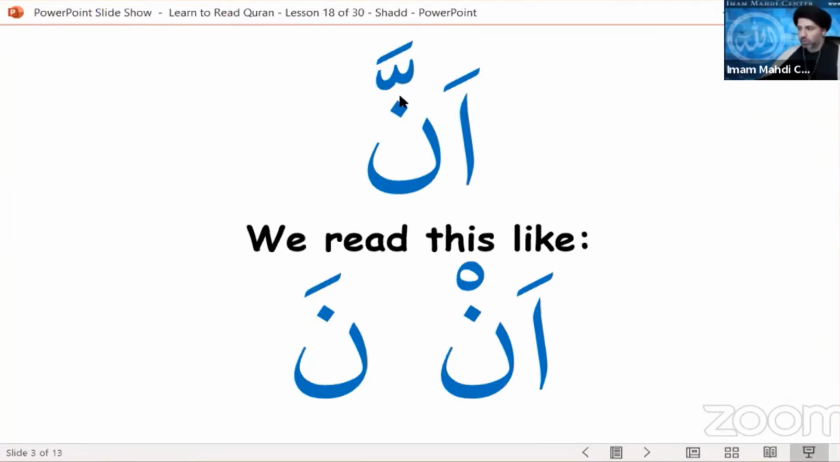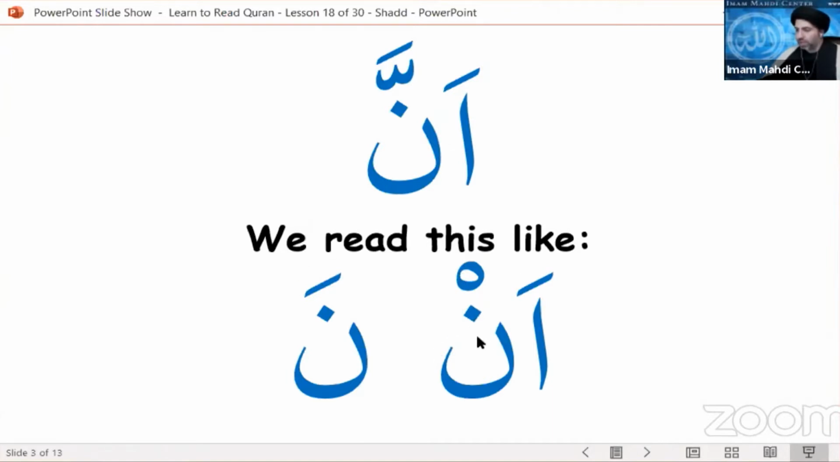The first job that the Shad does, as we said, is that it connects the letter to the letter before it, to the letter on its right. So it connects this Noon to the Alif on its right. So this means that we pronounce this as an. See, that's the first part of the Shad, an. And the second part of the Shad is that this letter Noon itself will pronounce that vowel that's on the Shad. So the Shad connects the letter to the letter on its right, and then the letter itself will pronounce the vowel that is connected with that Shad. So we say anna.